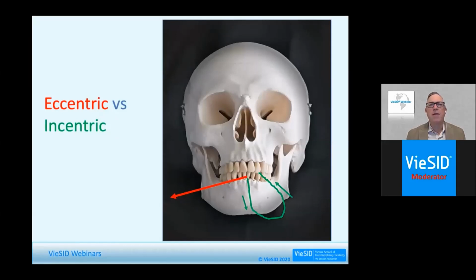In this diagram, the eccentric movement of the mandible is in-out, which is shown by the red arrow. The green loop depicts an incentric movement. Now, eccentric movements are more horizontal in nature and occur primarily in bruxism, whereas incentric movements are more vertical and occur primarily in function.